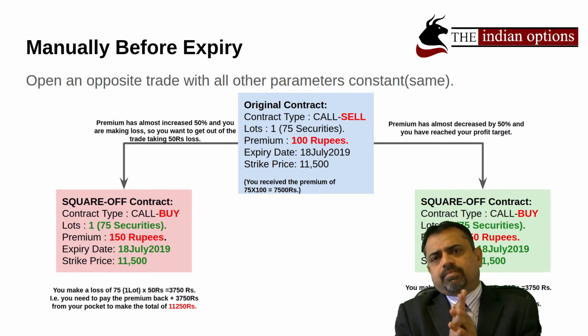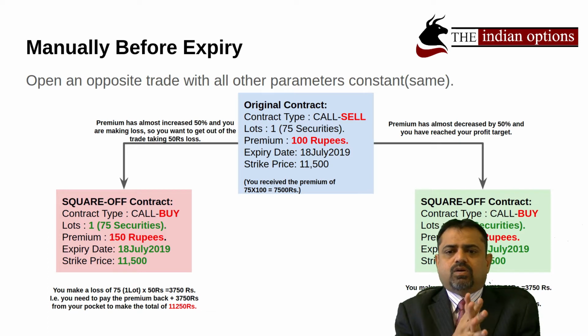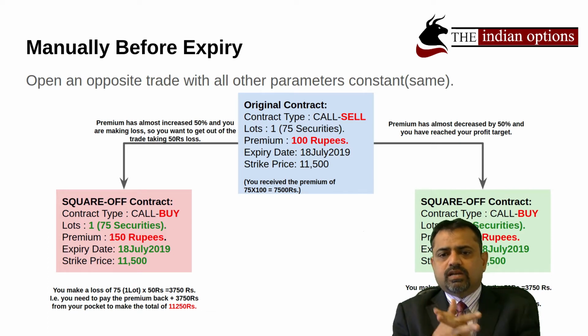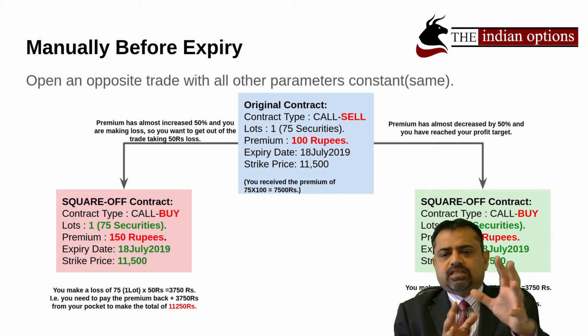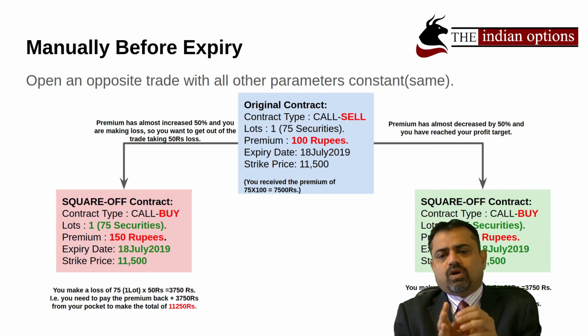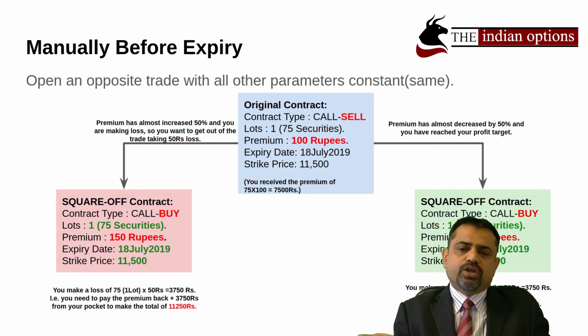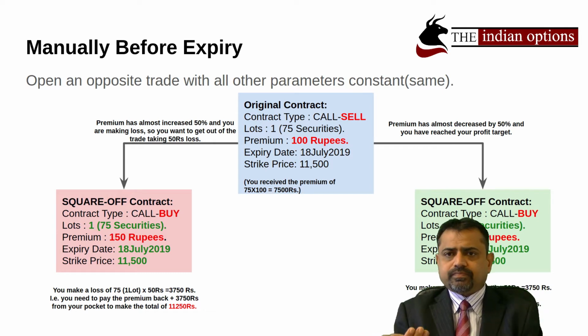Now I have taken this example here. In the blue box right in the center, we have the contract type, that is call sell. Lot is 1, that is 75 securities, premium is 100, expiry is 18 July 2019, and strike price is 11,500. These are the contract terms. Since it is a call sell contract, you are going to receive a premium of 7,500 rupees, because that is 100 rupees premium multiplied by 75 securities.